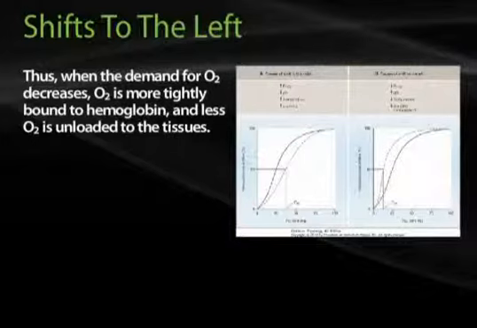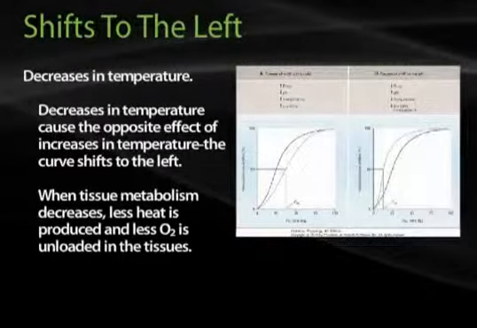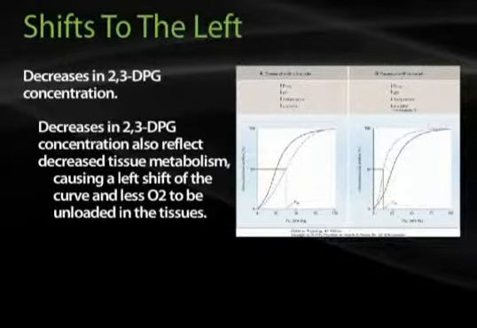So, when tissues have a low demand for oxygen, oxygen is going to be more tightly bound to hemoglobin. Less of it will be unloaded to these metabolically inactive tissues. Similarly, decreases in temperature cause the opposite effect. The curve is going to shift to the left. As tissue metabolism decreases, less heat is produced, and as less heat is produced, less oxygen is unloaded to those tissues. Decreases in 2,3-DPG concentration also cause a left shift, and they also reflect decreased tissue metabolism.